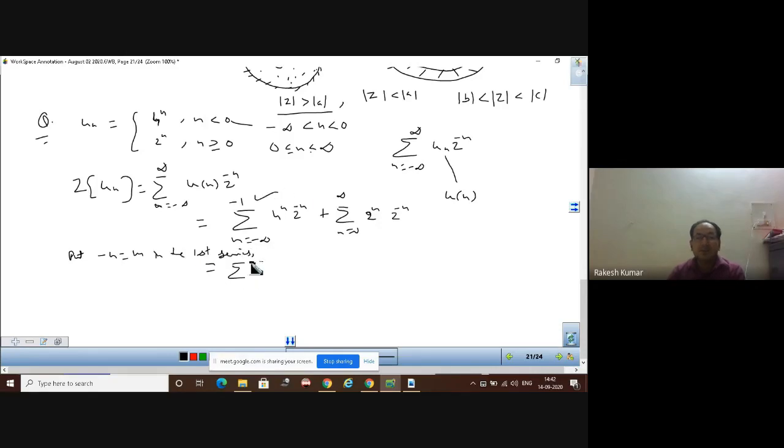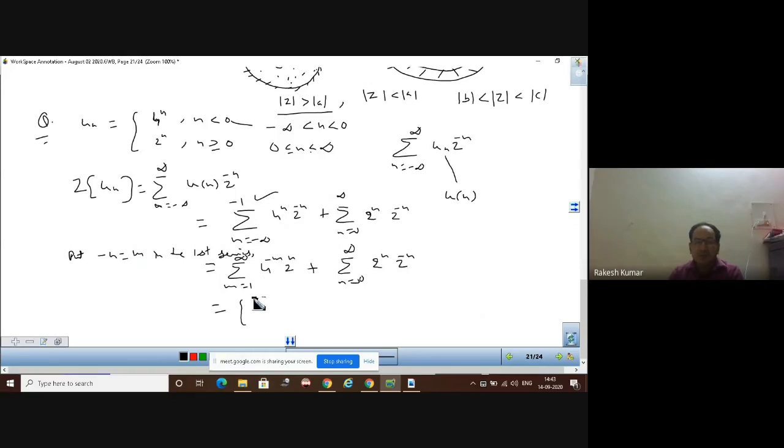First series means this is summation. So when you put m = -n, what will it come out to be? Then m will be from -1 changed to plus 1, so m goes from 1 to infinity. And that will be 4 raised to power -m now, because n has been changed to -m, times z raised to power n, plus the summation n is 0 to infinity, 2 raised to power n, z power -n.